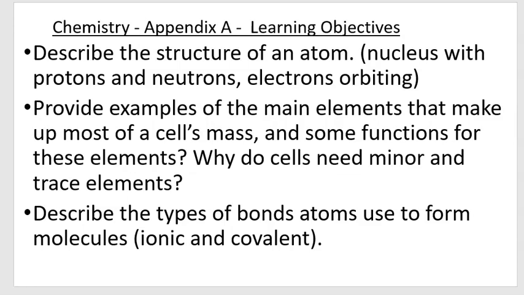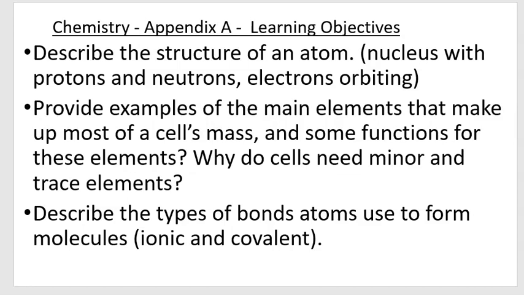So again, I'm trying to get people to think about the objectives. What should you pick up from this chemistry stuff? Make sure that you can describe the structure of an atom. So think about the nucleus, protons and neutrons, and the orbiting electrons that are out there. Give me some examples of main elements that are making up most of the cell's mass, and hopefully you remember CHON, and think about the function for some of these elements and the different kinds of minor and trace elements that cells have out there.